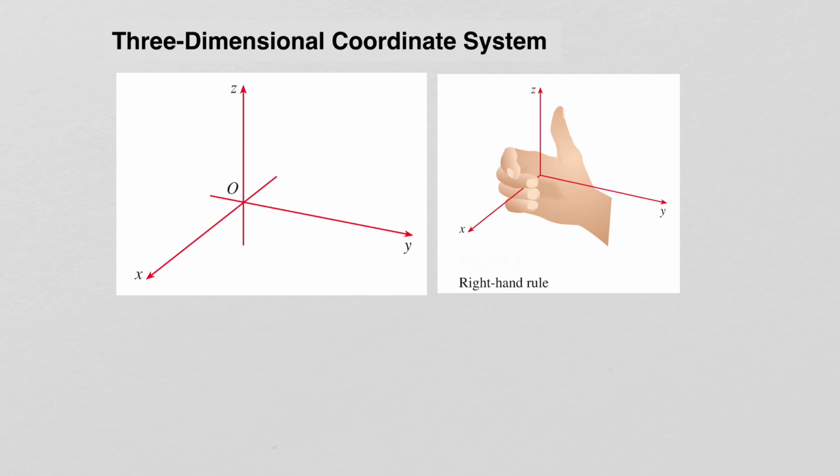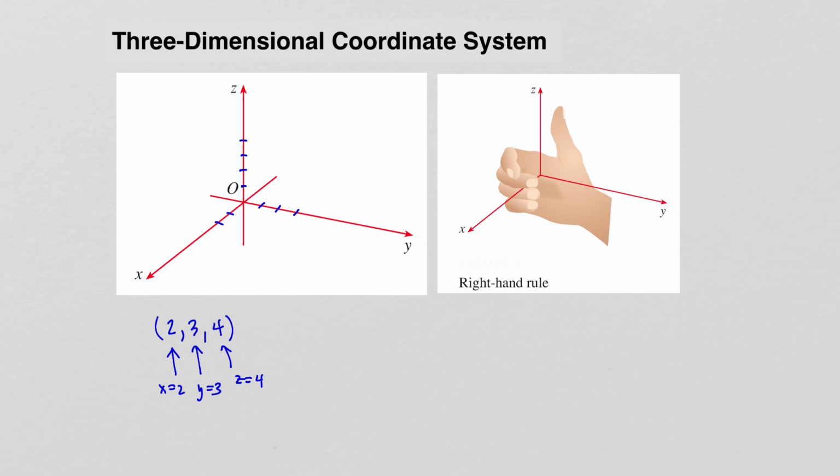Now, how do we graph points in this system? To graph points, we simply need to line up the coordinates of that point on each of the three axes. So, for example, if I was going to graph the point 2, 3, 4, this would represent the point x equals 2, y equals 3, and z equals 4. And to do this, I would simply go to the number that is 2 units on the x-axis, 3 units on the y-axis, and 4 units on the z-axis.